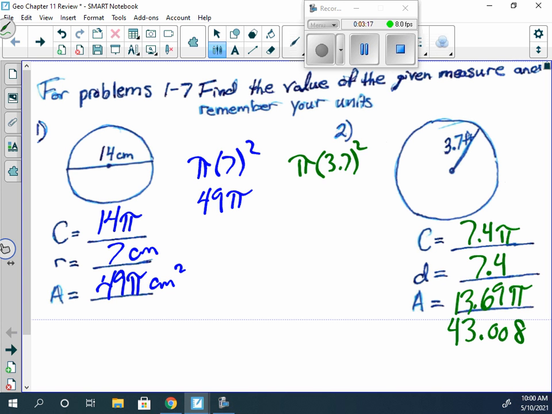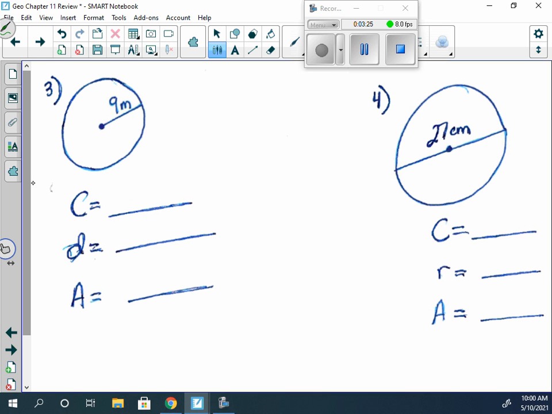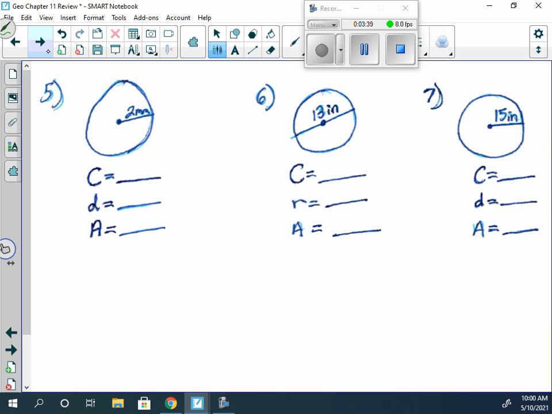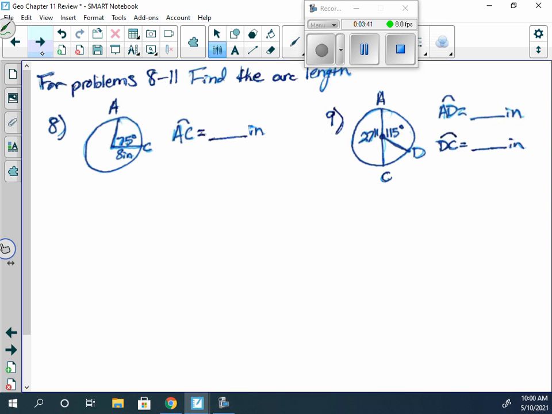Any questions on problem 1 or 2? Any questions on problems 3 or 4? Are we good with 3 and 4? 5, 6, and 7 are the exact same. So let's look at 8 through 11.